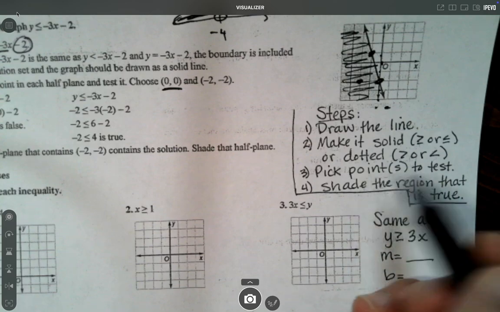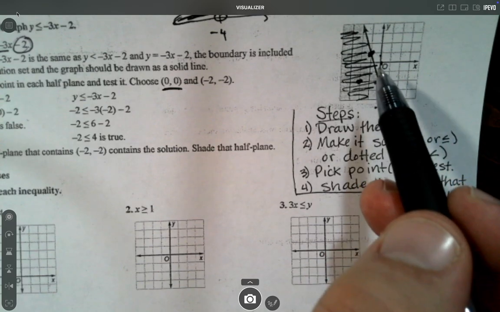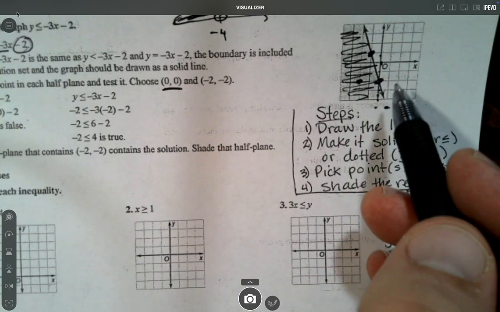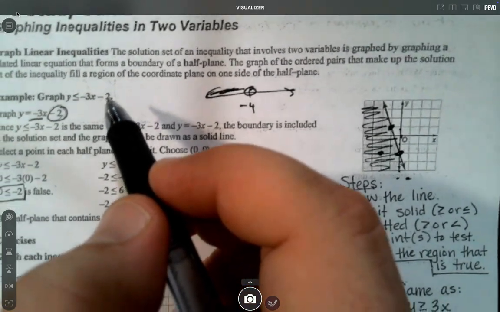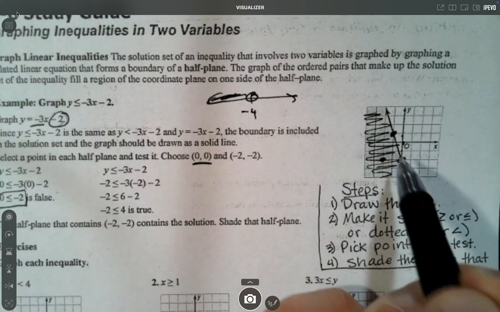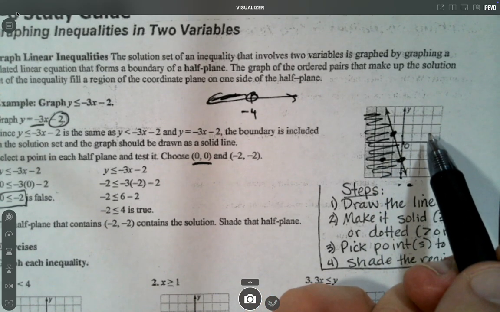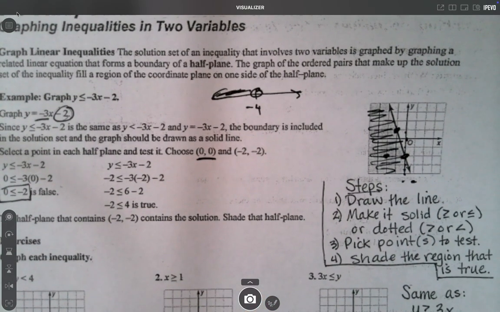Then you can just pick 1 point, just make sure it's a point that's not on the line you just drew. Plug it in to the original inequality. If the result is true, shade on that side of the line. If it's false, shade on the other side of the line.